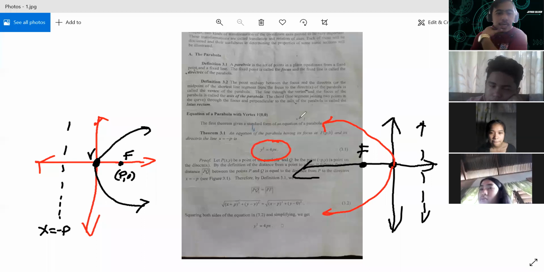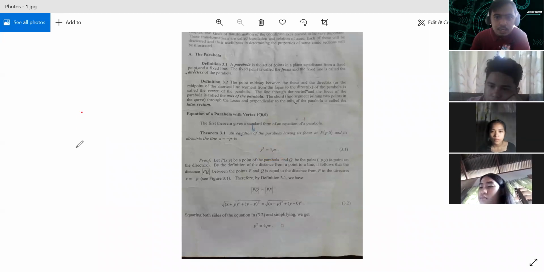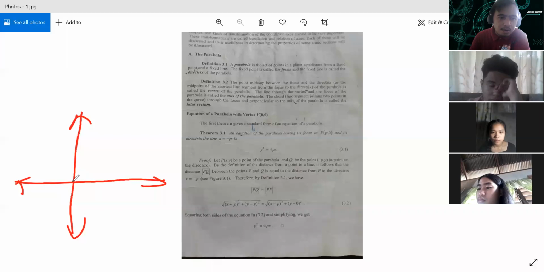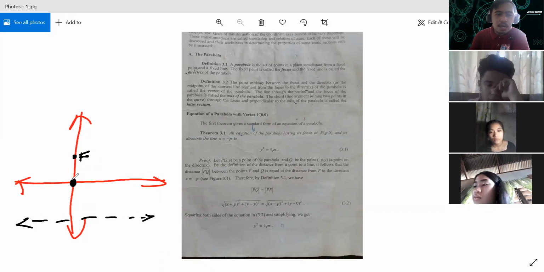There is another case. Let me clear this one. The other case is that your parabola's vertex is still at the origin. For example, the vertex is at the origin, but your focus is here and your directrix is somewhere here. Okay? And in this case, your parabola will be opening up.